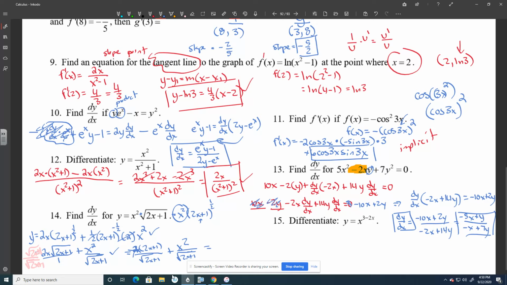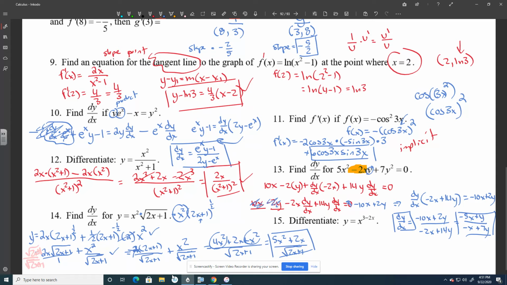So when I get my common denominator, we can go ahead and distribute this 2x. And that gives me 4x squared plus 2x plus x squared all over root 2x plus 1, which equals 4x squared plus x squared is 5x squared plus 2x all over root 2x plus 1. Okay, that's the answer that's going to show up on the multiple choice.